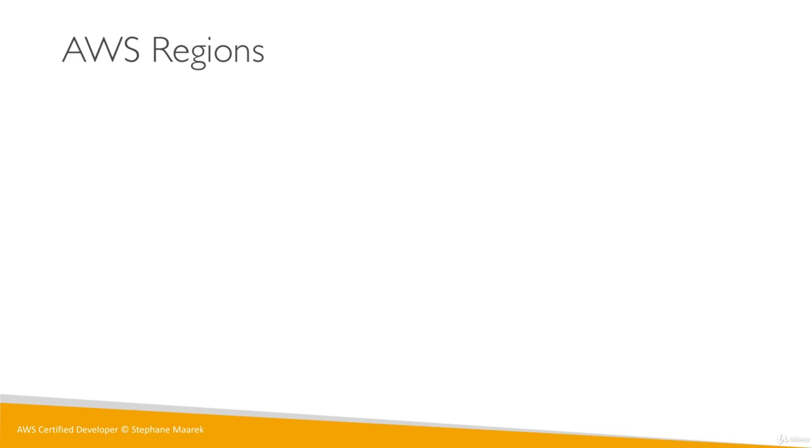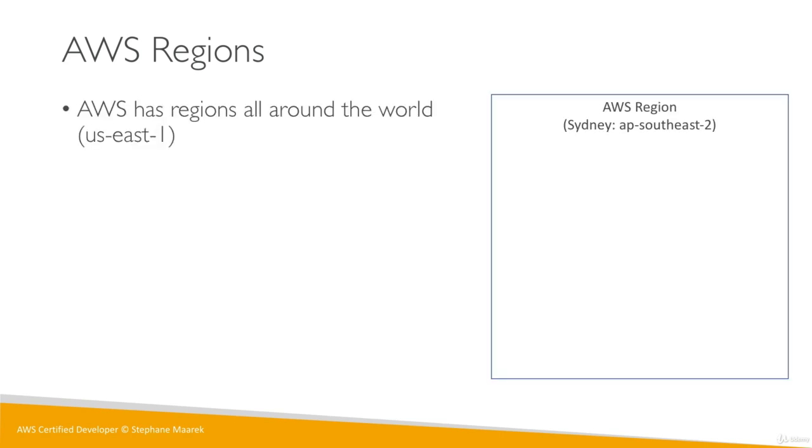Okay, so when we get started with Amazon, we have to talk about AWS regions. AWS has regions all around the world. You may have heard something like US East 1, or if you take, for example, the Sydney region, it's called AP Southeast 2. So AWS has just a bunch of regions around the world, and a region is what you think it is. It is basically somewhere in the world.